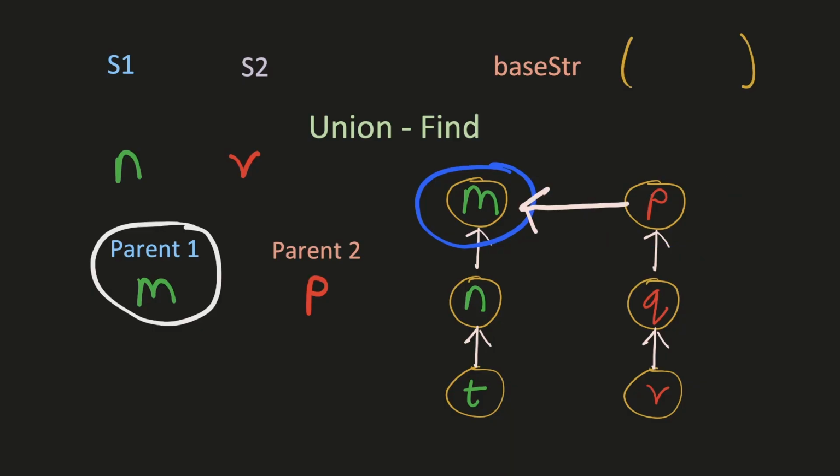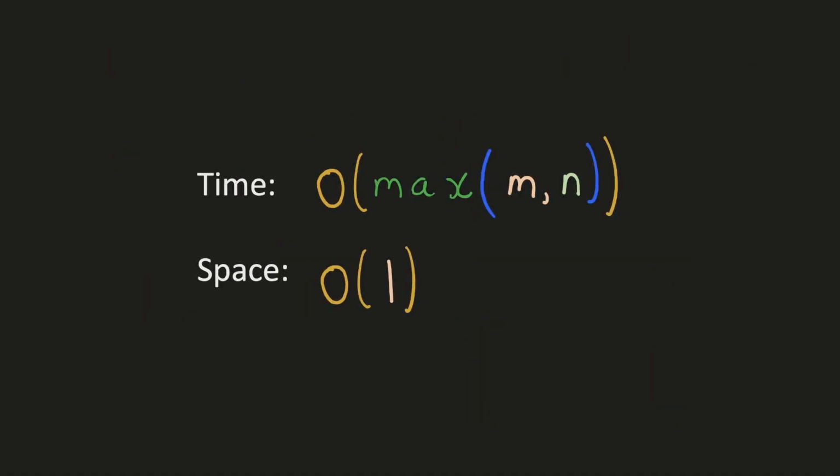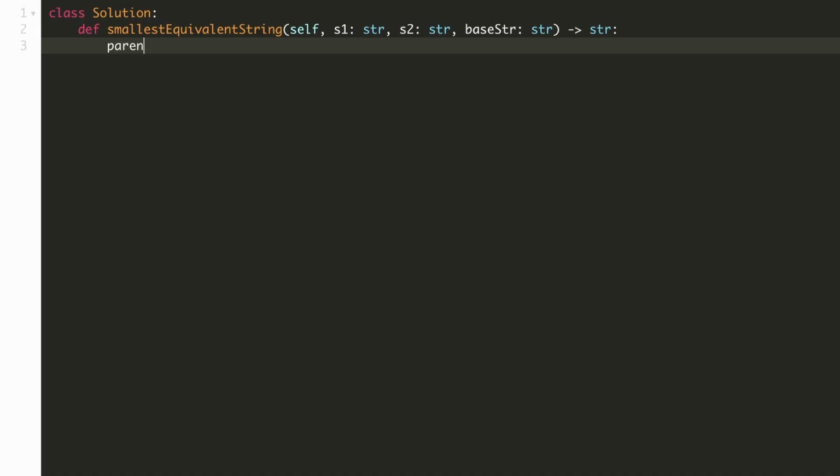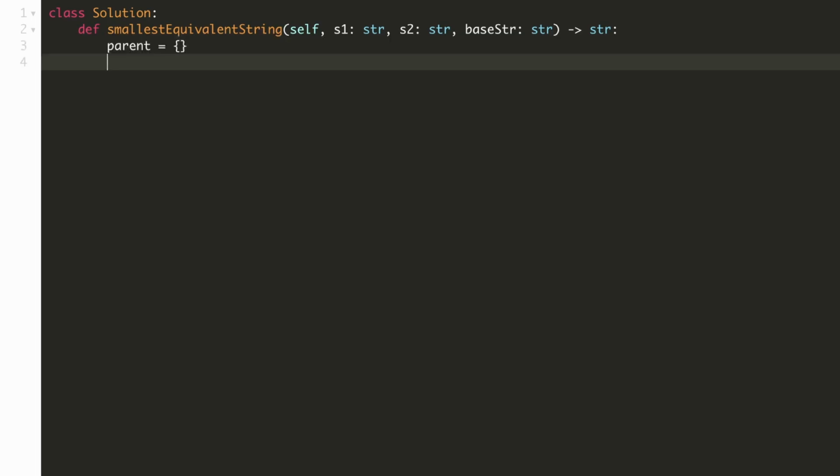We'll implement two methods for this. The first method will be the find method, which returns the root of its group, and we'll implement the union method, which will merge the two groups by changing the parent of one of them to be represented by the other one. The time complexity of this would be the maximum of the string lengths of the base string or our input string, and since we have to maintain the hierarchy for only 26 characters, our space complexity would be constant. Let's create a hash map to store the parents of each character.